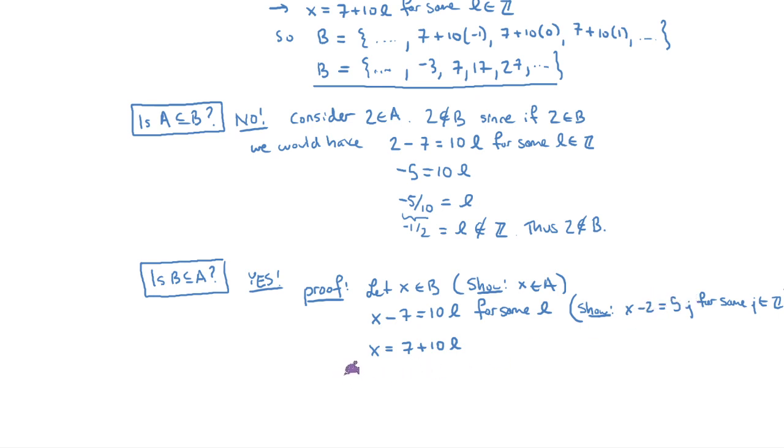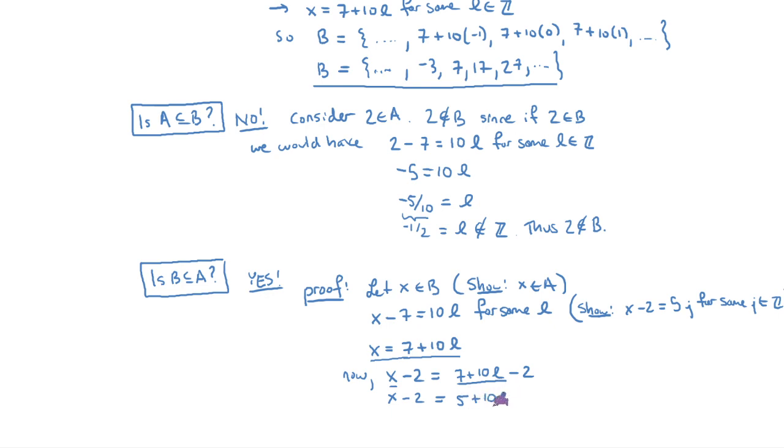So now X minus 2 would be what? We could essentially substitute, right? So we can substitute for X. So we'll have 7 plus 10L minus 2, right? So we're just making a substitution that X minus 2 would be equal to this now. And you can simplify this a little bit. So X minus 2, remember, we're still interested in what X minus 2 is. We want to show that it's 5 times an integer. So let's see what happens to the right side of this equation. Well, if I subtract 2 from the 7, then I get 5. So I have 5 plus 10L.